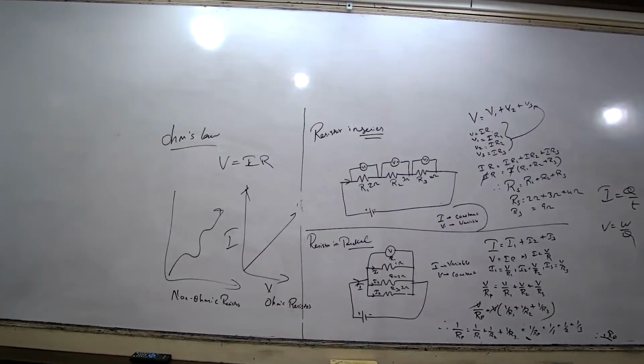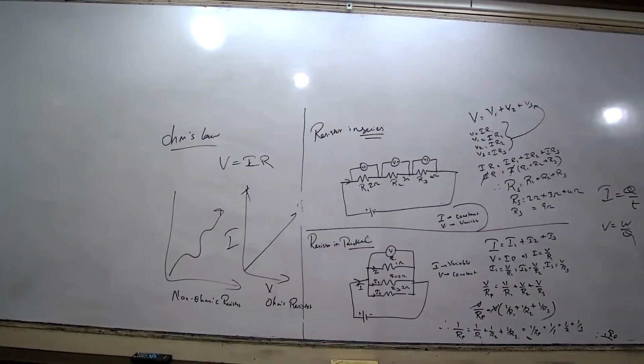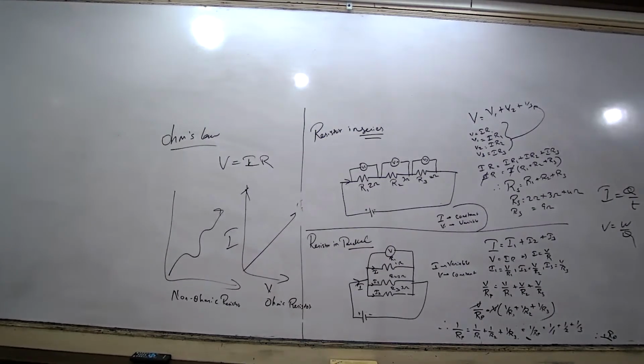Which of the following is not a DC source? Cell, battery, accumulator, AC generator. AC generator. Okay, for everyone. Okay, I'm not giving. Yes.